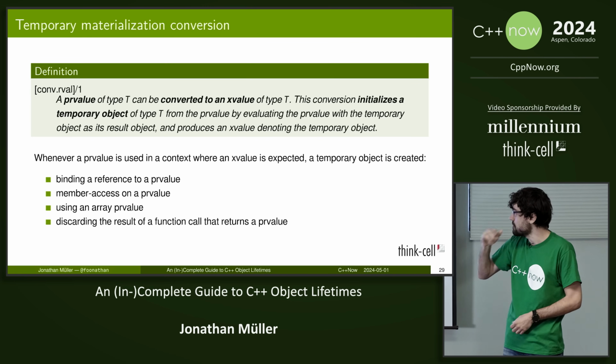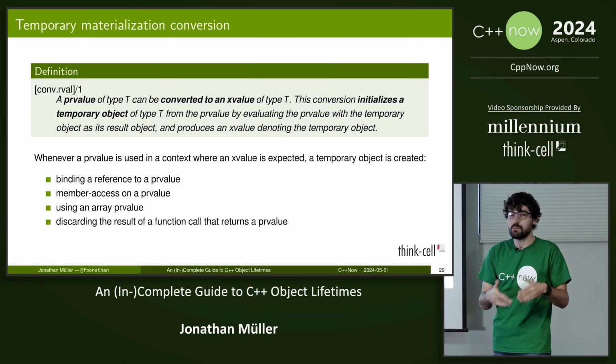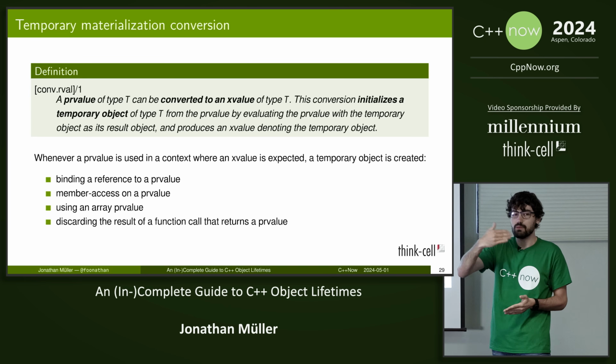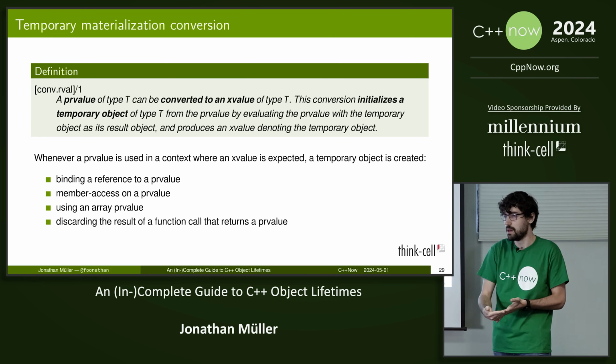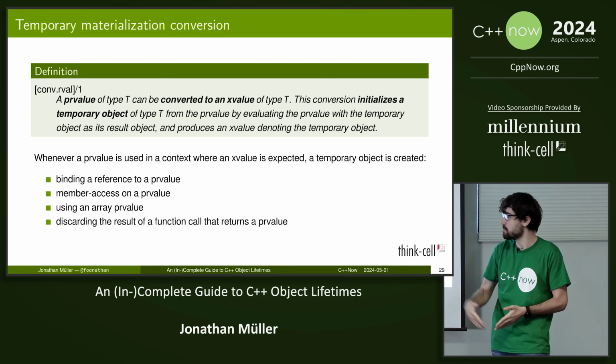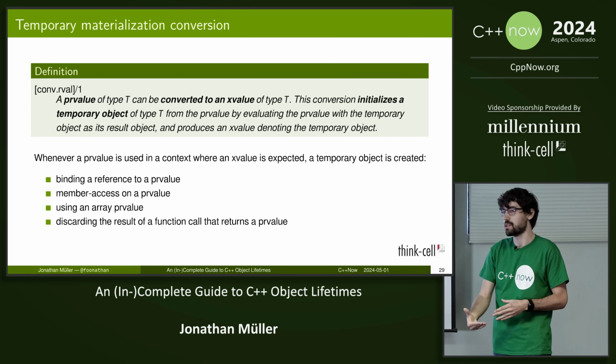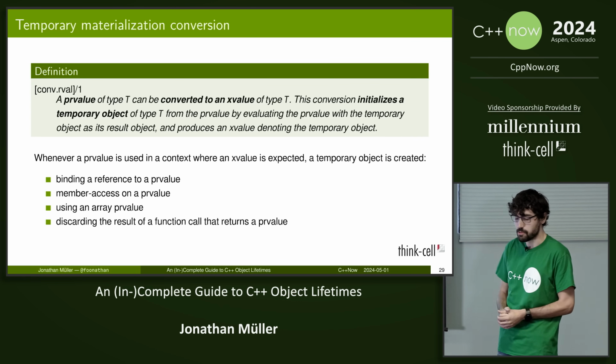And this is interesting when we discard the result of a function call that returns a PR value. Consider a function that returns a std::string by value. The result of this function call is a PR value. But we want to destroy the string to free its memory, so we need to call the destructor, which requires an object. So we're creating an object from the PR value and then immediately destroying it, just in order to make the destructor call work.